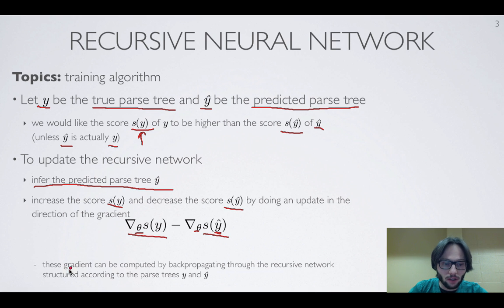And now to get each of these two gradients, and to then combine them to get a single gradient, so a single direction in which to update our parameters, what we'll have to do is regular backpropagation through the recursive network that follows the structure of y and y hat.